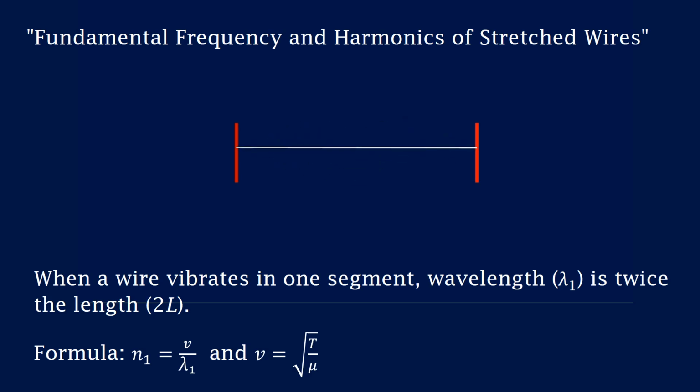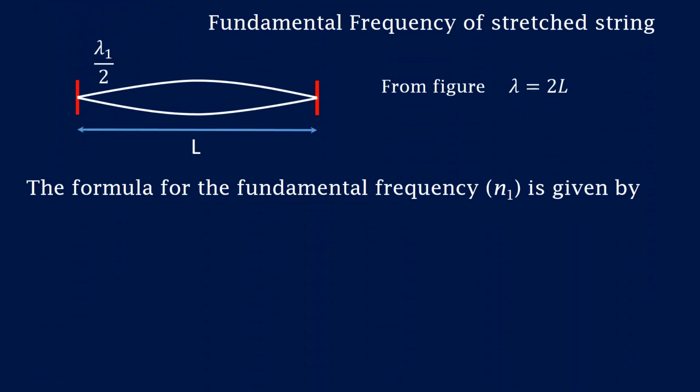We know that the velocity of a wave in a string or a wire is V is equal to under root of T upon mu. Fundamental frequency or first harmonic. Now consider a wire AB with length L and making it vibrate in one segment. The wavelength λ1 of the resulting stationary wave is equal to twice the length of the wire, that is 2L. Therefore, L is equal to λ1 upon 2, or λ1 is equal to 2 times L.